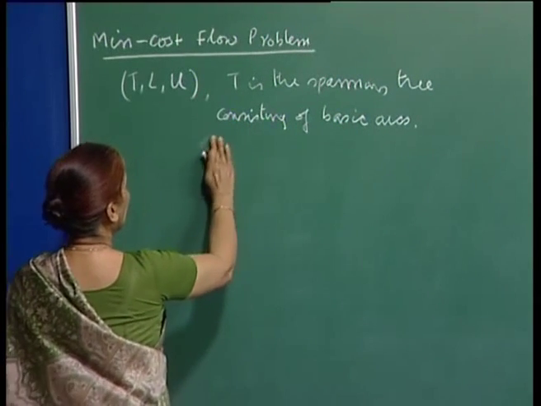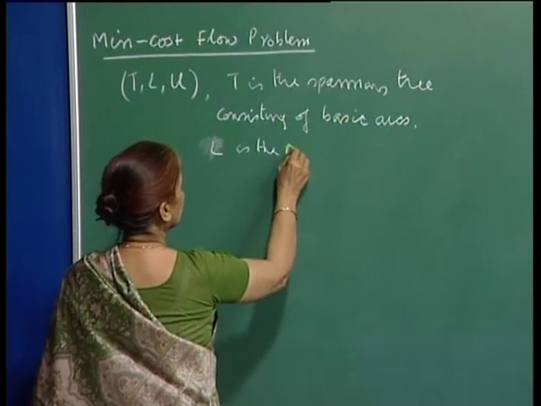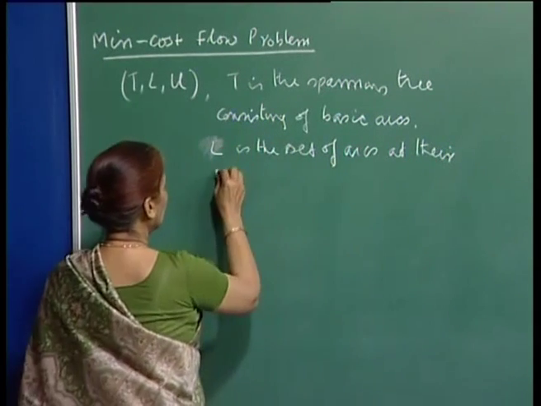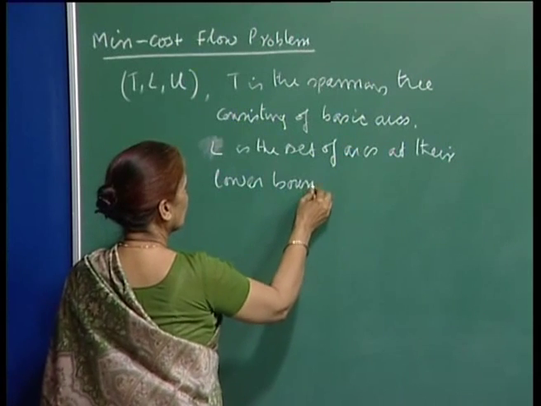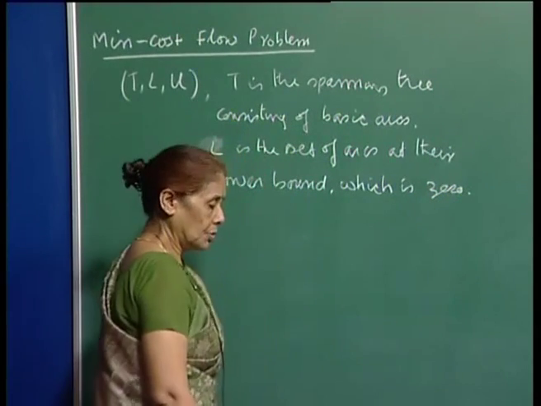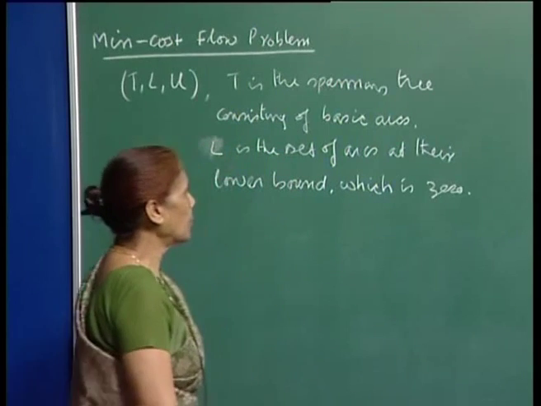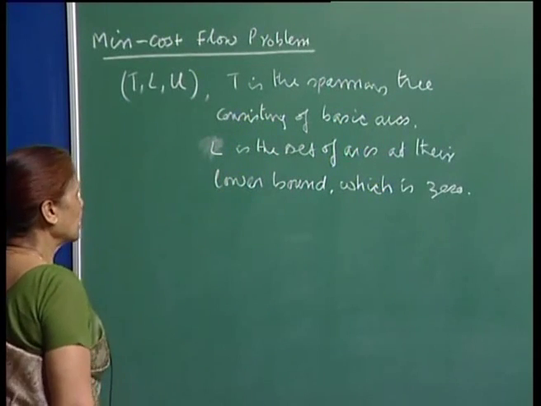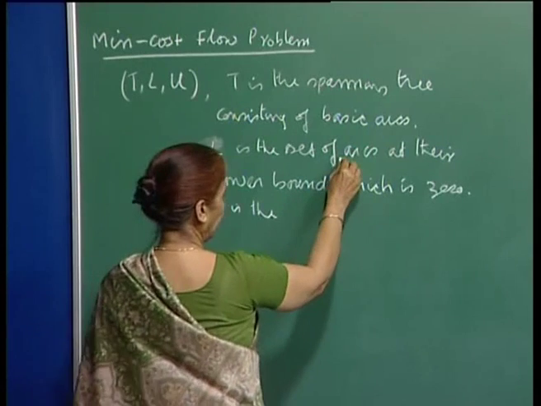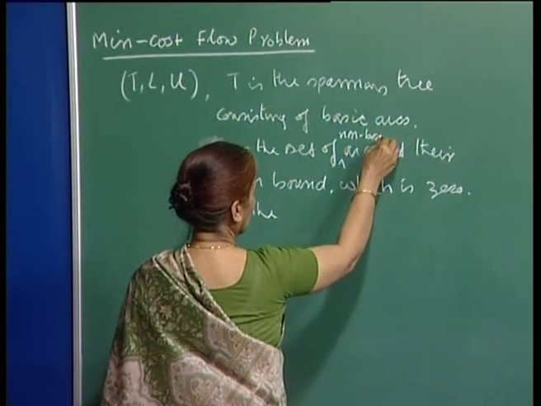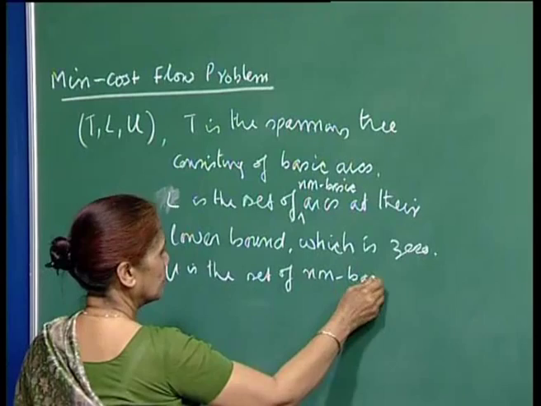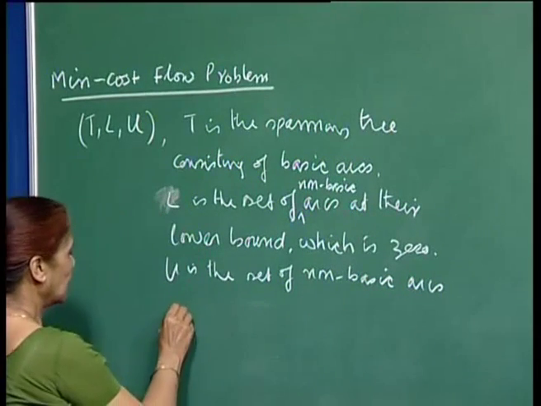Then L is the set of non-basic arcs at their lower bound, which is 0 in our case right now, right. You can guess that there can be situations where the lower bounds are not necessarily zeros. We will just mention them at the end, when this thing is over. Then U is the set of non-basic arcs at their upper bounds.